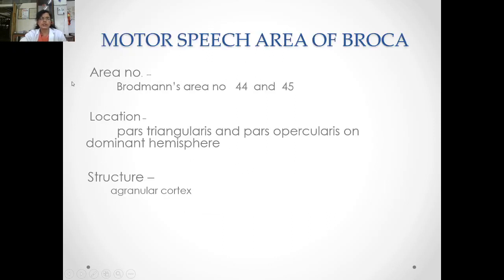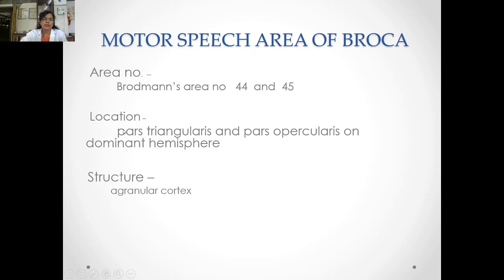That is about the visual area, which consists of two areas, the visual sensory area and the visual association area. Now we will see the motor speech area of Broca, also called Broca's speech area. Many times a short note is asked on this motor speech area of Broca. Brodmann's area numbers 44 and 45.